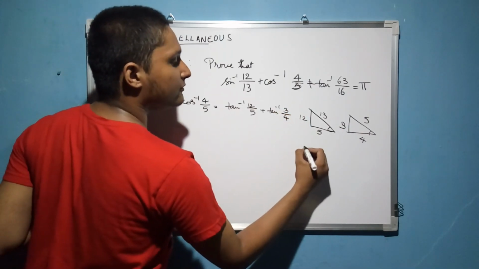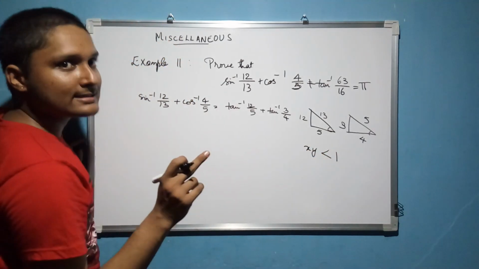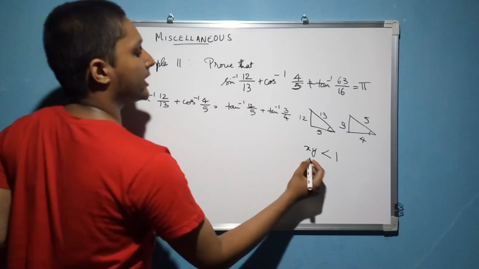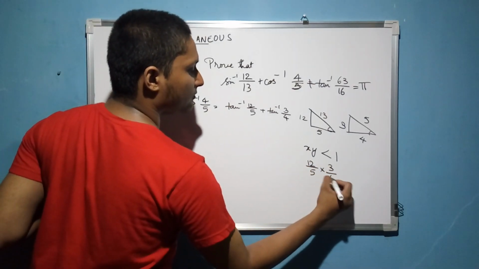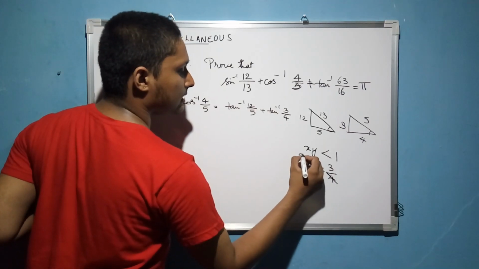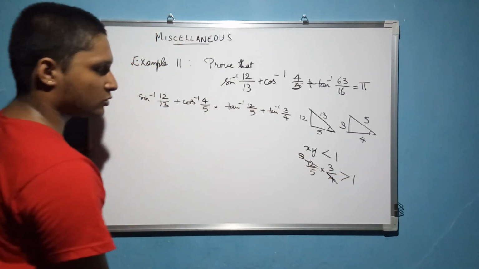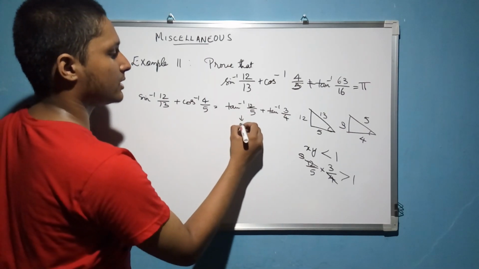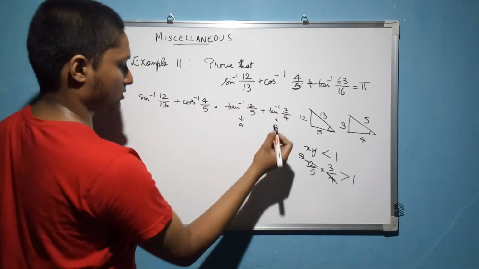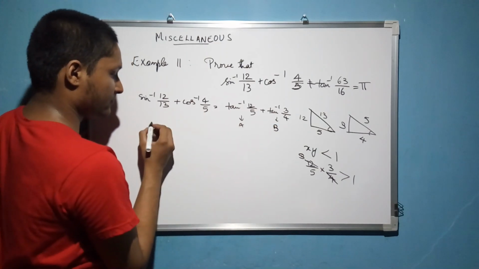Okay, now I need to find xy. If xy is less than 1 only, I can use that form, that is tan inverse x plus tan inverse y. So what is 12 by 5 into 3 by 4? So this is 9 by 5. 9 by 5 is greater than 1. So directly we cannot use that tan inverse x plus tan inverse y form. So let us take the first term to be a and the second term to be b.